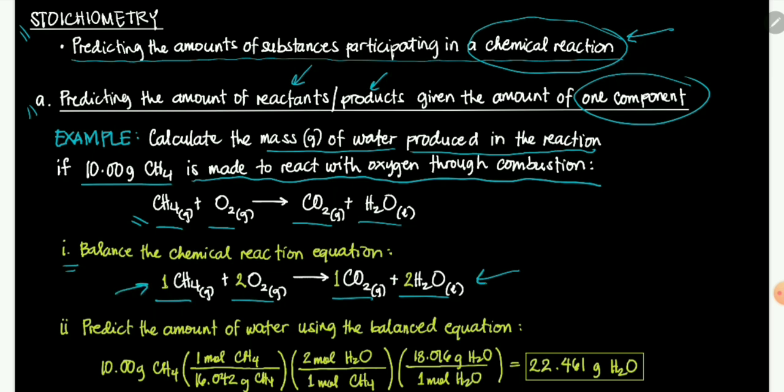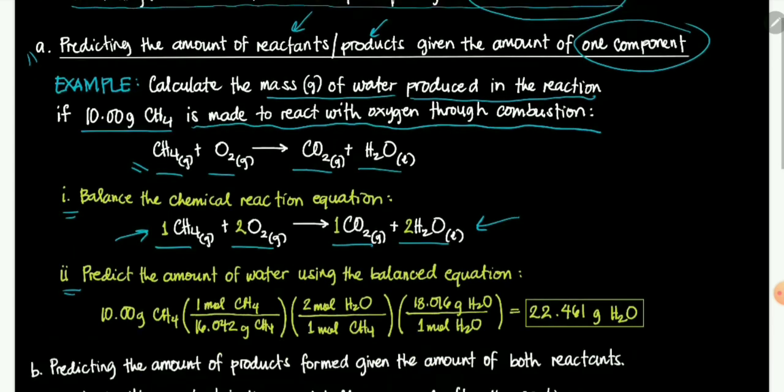Okay? So for the second step, let's predict the amount of water using the balanced equation. So start tayo dun sa mass. So 10 grams of methane. So yung methane or yung mass ng methane, i-convert muna natin siya sa number of moles. So gagamitin natin yung molar mass. So dapat nasa itaas yung 1 mole, nasa ibaba yung 16.042 grams which is the molar mass para makancel yung units ng mass.